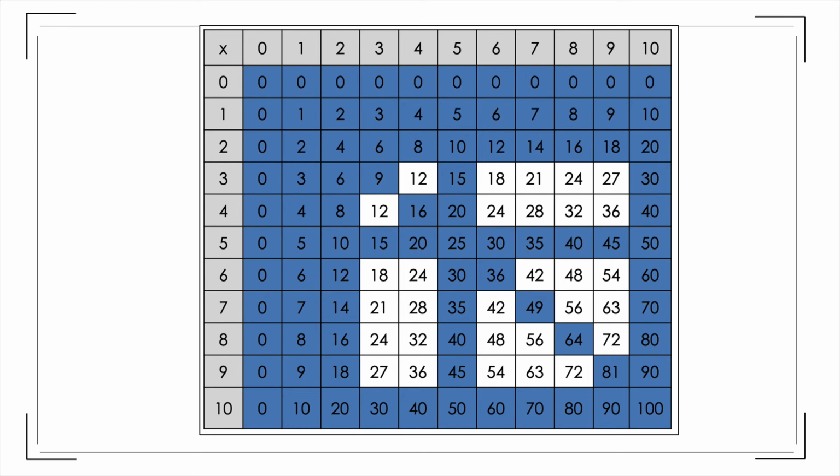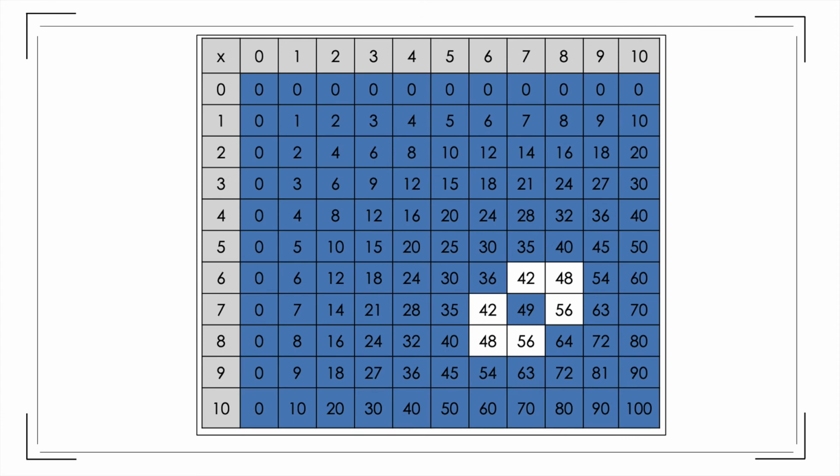For the 4s, we use the double strategy. For the 3s, we'll use the double plus one more group strategy. And for the 9s, we'll use what we know about 10s and then just subtract one group.